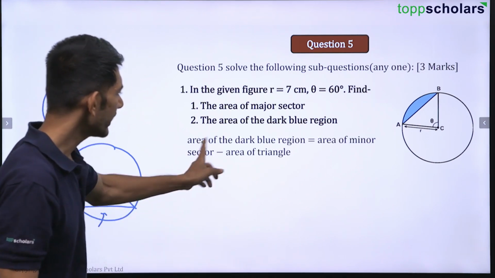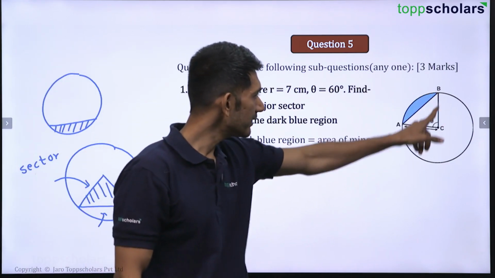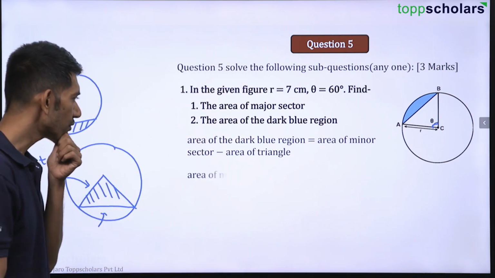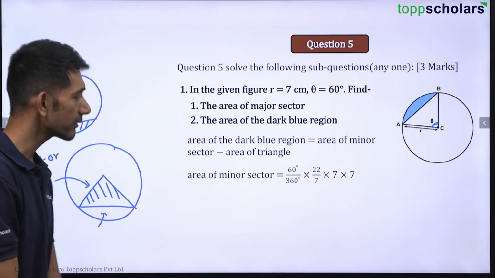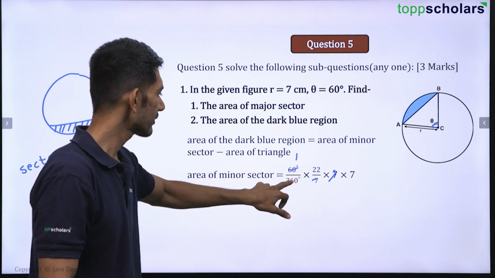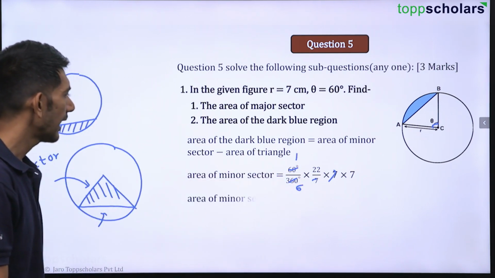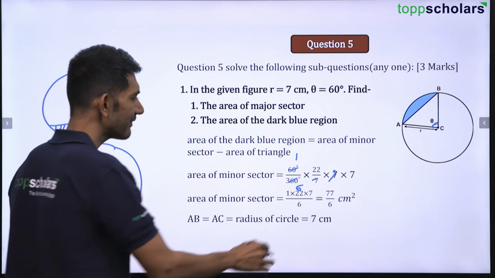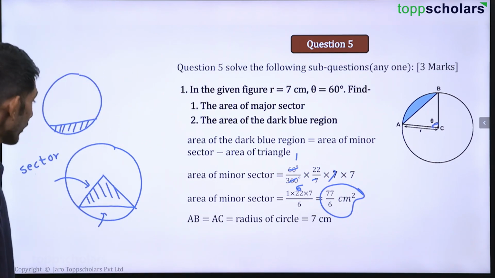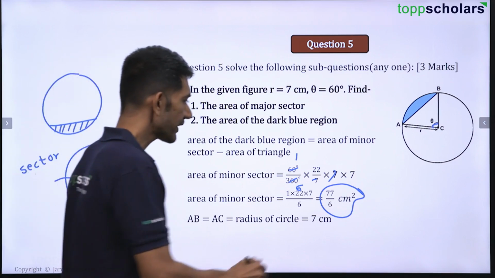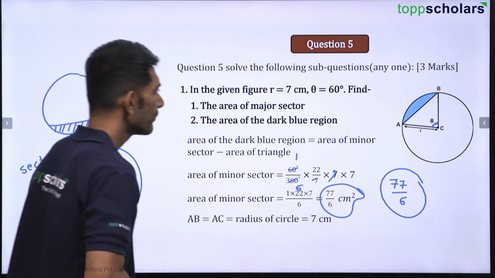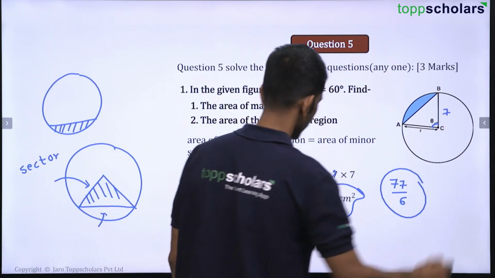Let us do that. So area of the dark blue region is area of the minor sector, this part, where theta is 60 degrees, minus area of triangle. So let's focus on area of minor sector. What is area of minor sector? Theta by 360 multiplied by pi r square. This gets cancelled. This is 1 by 6. Correct? And then once you solve this, you get 77 by 6 centimeter square. Correct? That is area of this sector. So area of sector is 77 by 6. We keep it aside. Now what is the radius given? Radius is given 7. Correct?